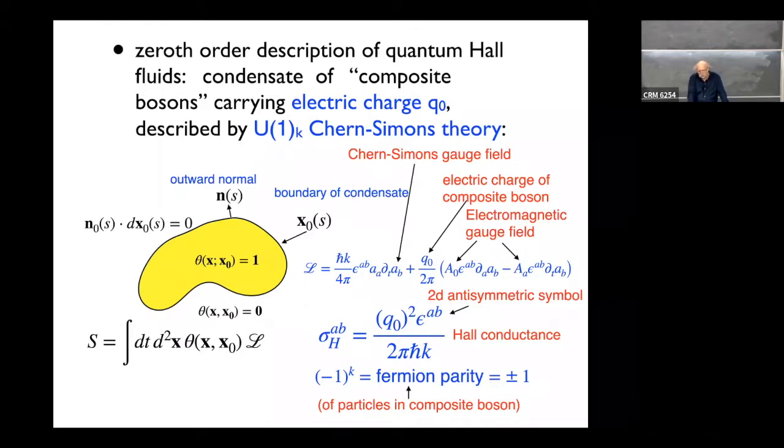It's got an electric charge Q0, and the Chern-Simons theory doesn't know anything about the detailed structure of the condensate. The only things it knows about the composite boson are the total charge of the individual unit, which I've called Q0, and the level of the Chern-Simons theory. And so far, I haven't related those at all to the microscopic details.